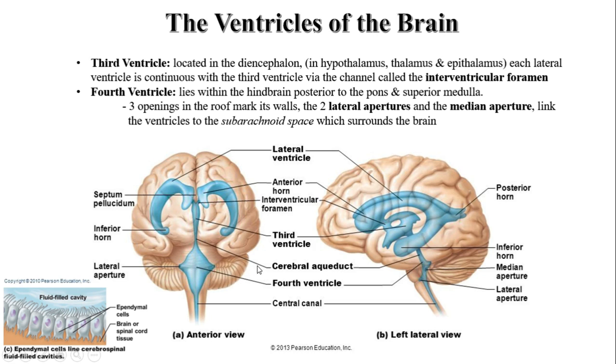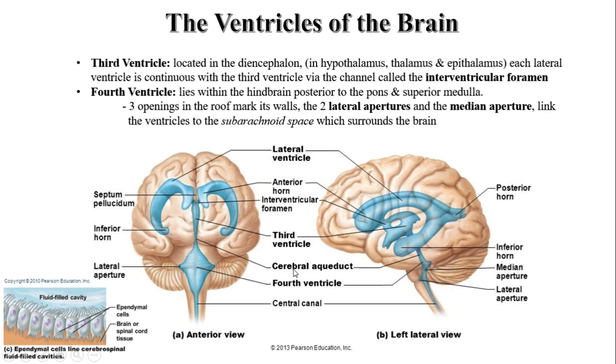You can see it a little bit better right here. This little short canal is called the cerebral aqueduct. This cerebral aqueduct is going to be running through our midbrain, and then eventually this cerebral aqueduct will get into our fourth ventricle.